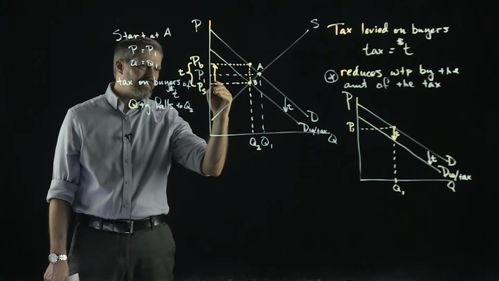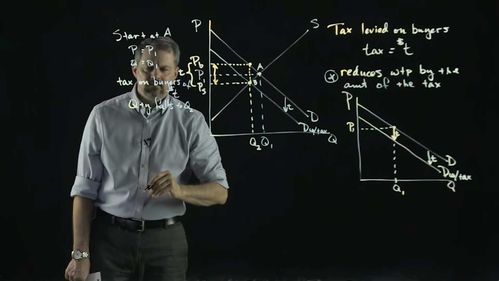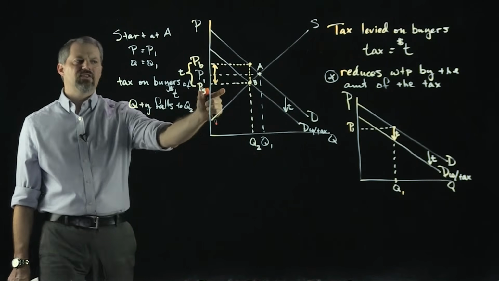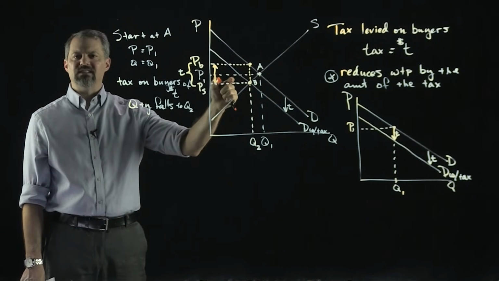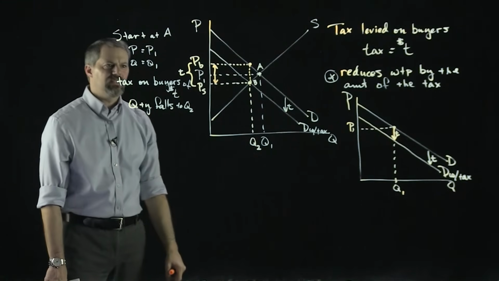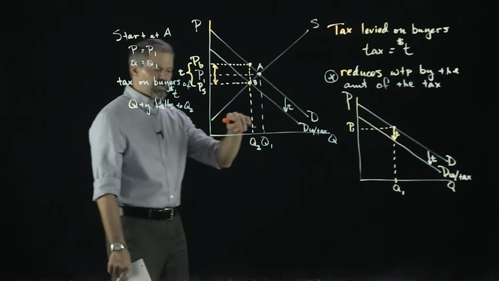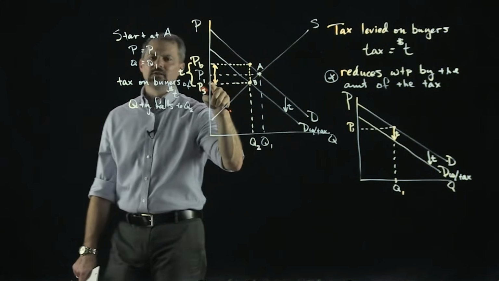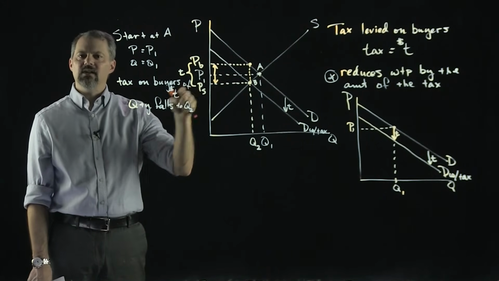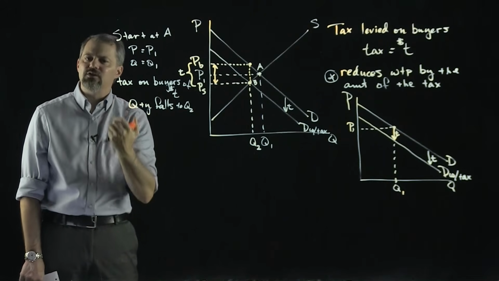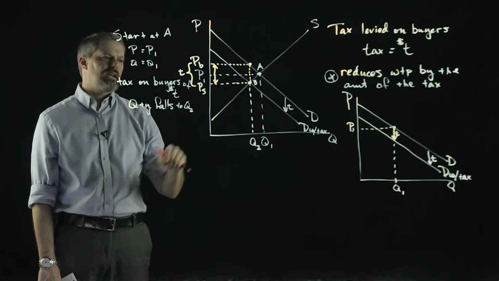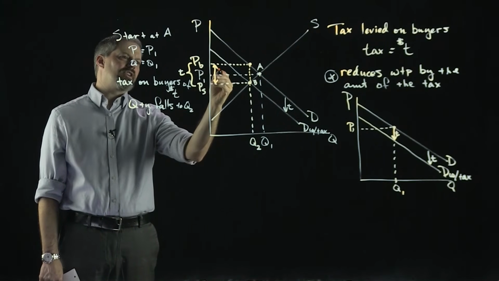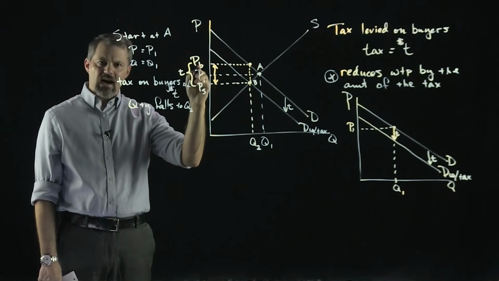Notice that it drives the seller's price down. That's what we would call the seller's burden of the tax or the seller's incidence of the tax. So even though the sellers were not taxed, this is a tax on buyers, the tax still ends up affecting the sellers because the tax reduces the buyer's willingness to pay. Okay, so the tax burden is going to fall on both the buyers and the sellers.